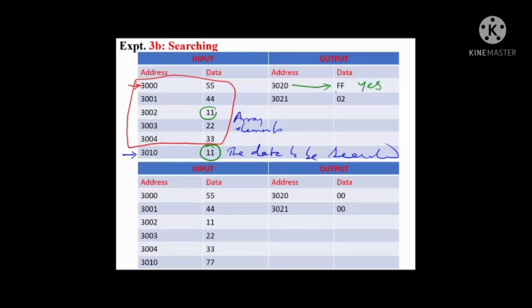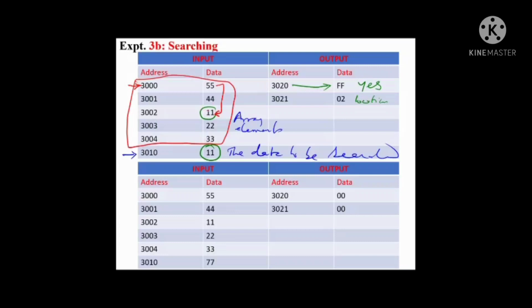Our convention here is that if the result location 3020 is FF, that means the data we want to search is available in the array, and in the next location, 02, is the relative location of the string. That means 11 is available here, at the second position from the starting of the array. The first position is taken as 00, then 01, 02, because in binary the first number starts from 0.